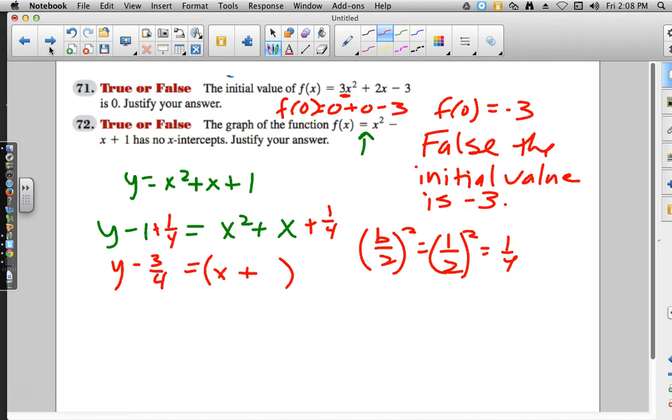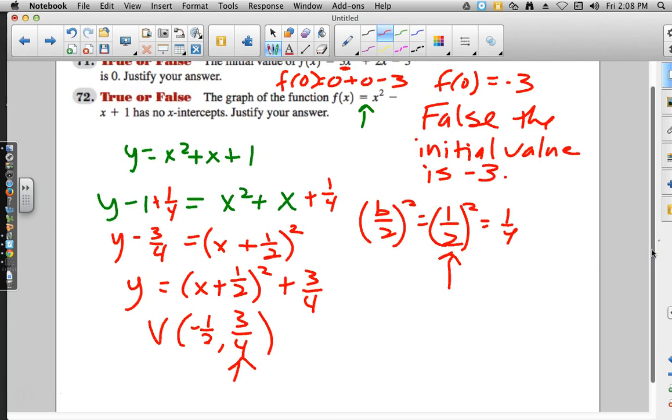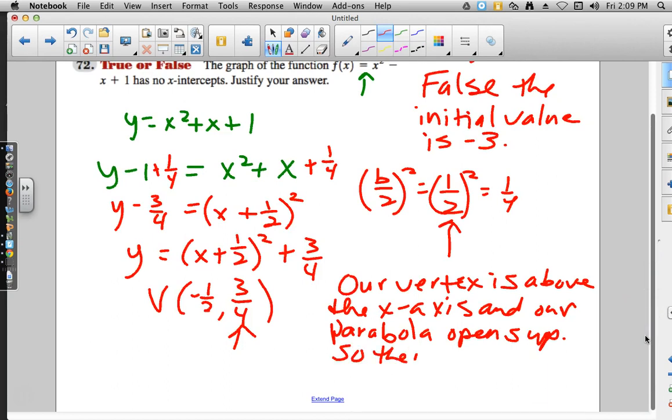On this side we now have that perfect square of x plus 1/2 squared, because that was our b over 2. And then we go ahead and add the 3/4 to both sides. So our vertex is at -1/2, 3/4. Notice the y value is 3/4, and that is above the x-axis. So we would say our vertex is above the x-axis, and our parabola opens up. So there will not be any x-intercepts.